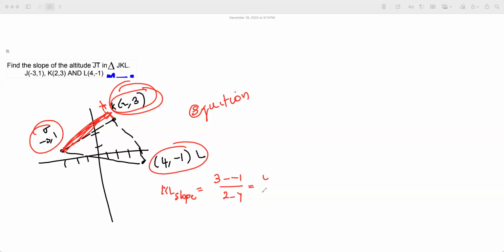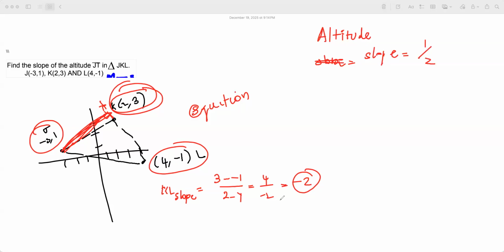So that will be 4 by minus 2. It is a minus 2 slope. It's a downward coming line, so it will be negative. That is correct, it's minus 2. Now we are going to write the equation for the altitude, right? What is the slope of the altitude? It will be 1 by 2. Oh yeah, negative, you need to be careful here.